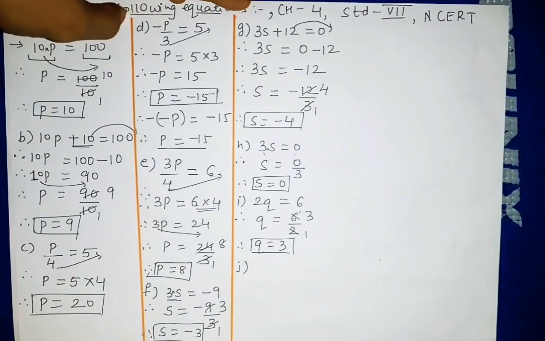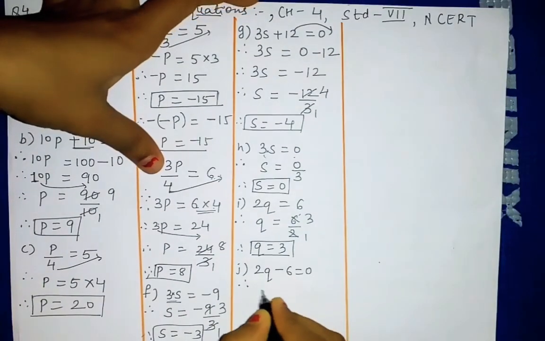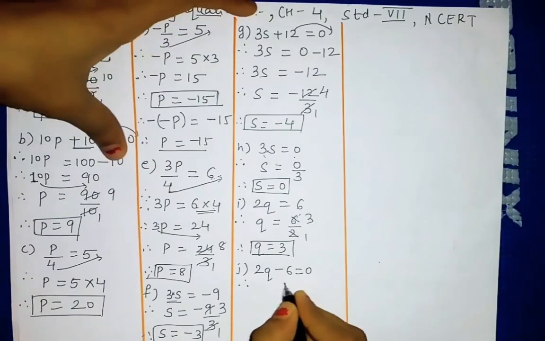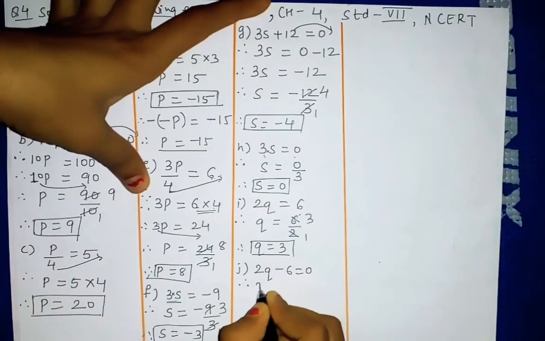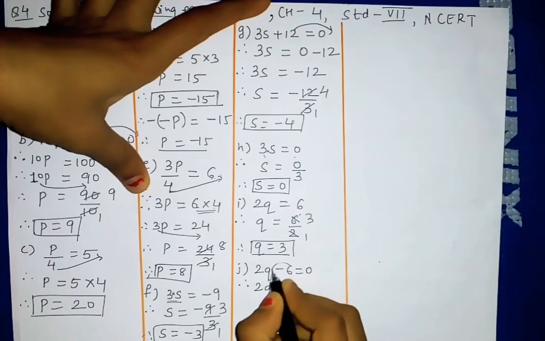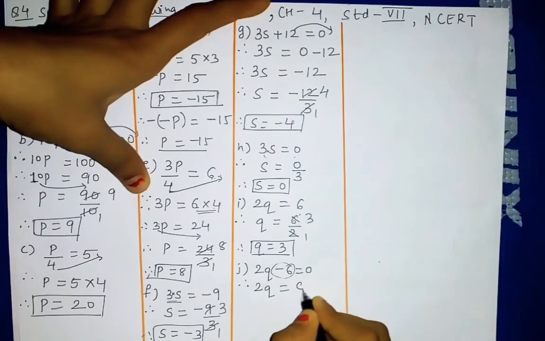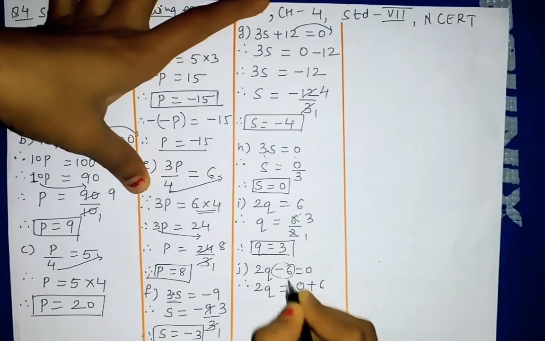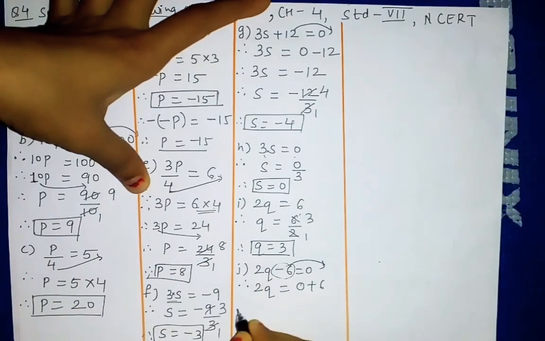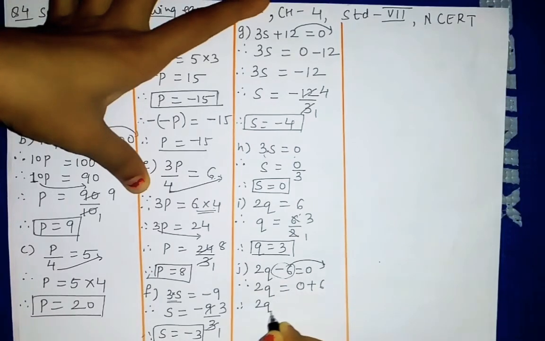Now we will see the next question, 2q minus 6 equals 0. Now 2q as it is, this minus 6 we will take to that side, so it will become plus 6. So here 0 was there, 0 plus 6. Minus 6 we will take to the RHS part. So 0 plus 6. Now what is 0 plus 6? 0 plus 6 is 6.